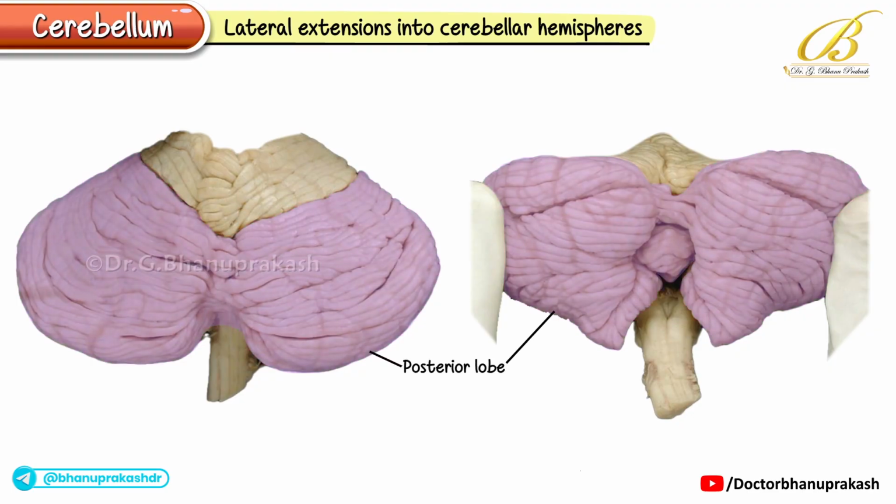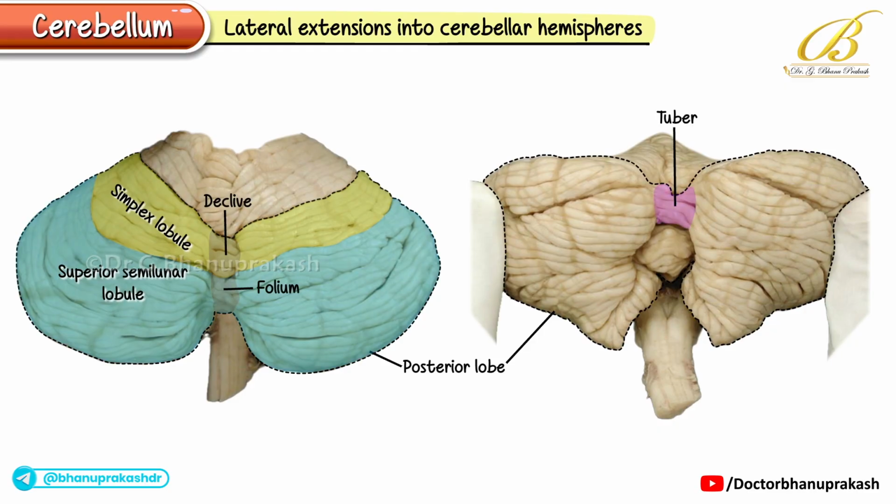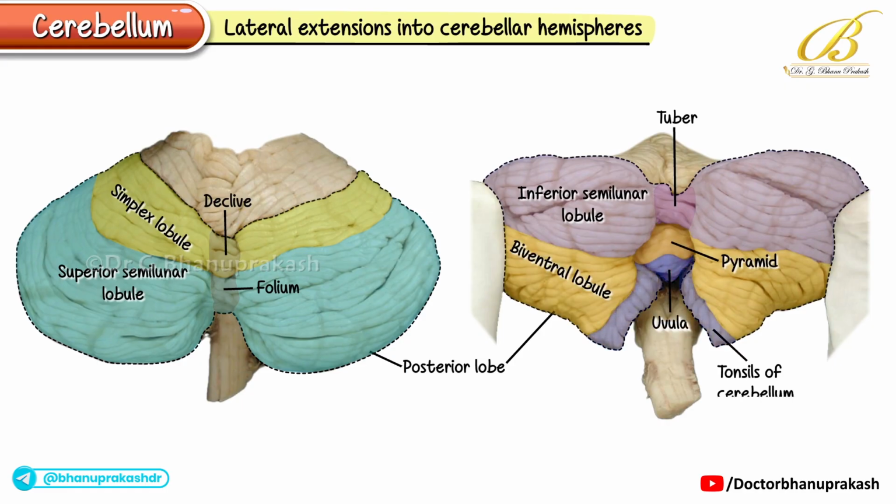Next, we move to the posterior lobe, which is much larger and more complex. The declive of the vermis continues laterally as the simplex lobule. The folium extends into the superior semilunar lobule. The tuber is connected laterally with the inferior semilunar lobule. The pyramid extends into the biventral lobule. And finally, the uvula of the vermis is flanked on either side by the tonsils of the cerebellum.